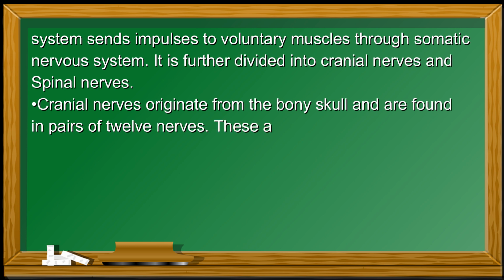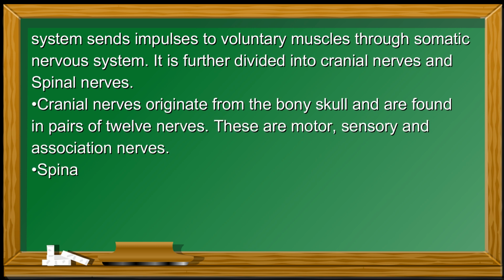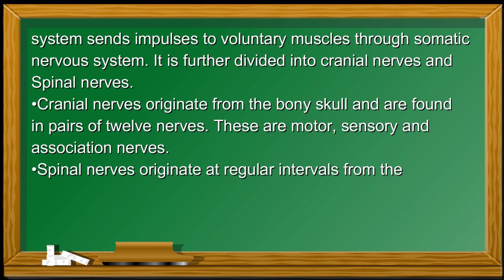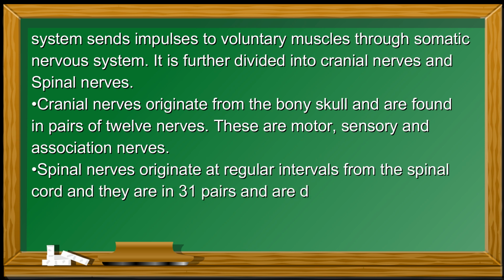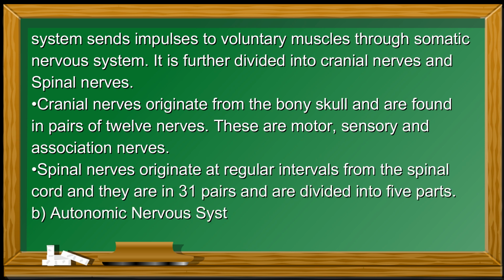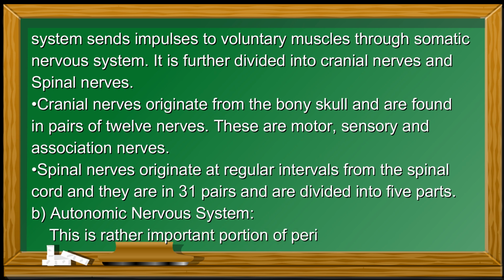Cranial nerves originate from the bony skull and are found in pairs of 12 nerves. These are motor, sensory, and association nerves. Spinal nerves originate at regular intervals from the spinal cord, and they are in 31 pairs and are divided into 5 parts. B. Autonomic nervous system.